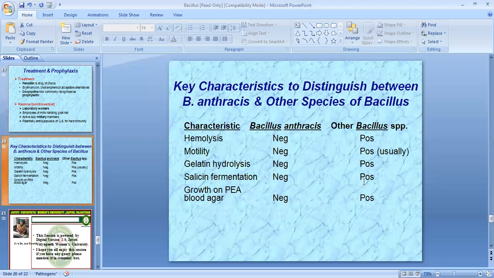The key features of anthrax and Bacillus cereus: in Bacillus cereus there is only gastrointestinal disease, diarrhea, nothing else, but it has an emetic type and a diarrheal type. The differences between anthrax and Bacillus cereus: hemolysis is negative in anthrax but positive in other Bacillus species. Motility is negative but others are positive. Gelatin hydrolysis is negative in anthrax but positive in others. Salicin fermentation is negative while positive in others. Growth on PEA agar is negative in anthrax and positive in others.